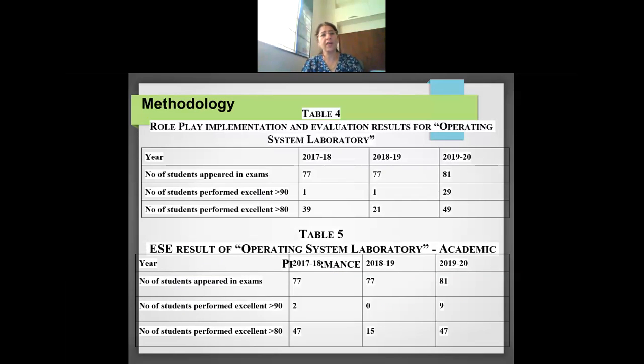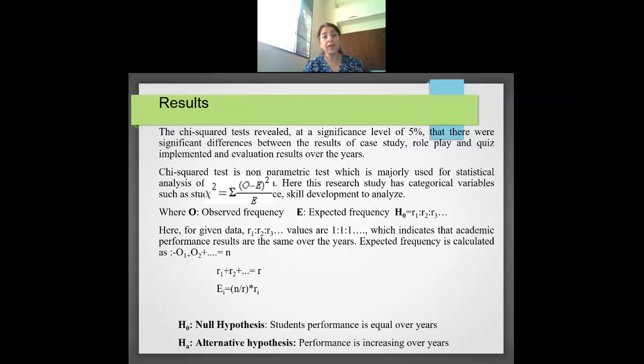So likewise we did for role play also. We have one role play implementation. We took one topic and we asked students to implement role play, and we evaluated and marked students for that role play implementation also. And we observed the ESC results also, where we implemented this role play strategy. With all this data with us, we applied the chi-square test.